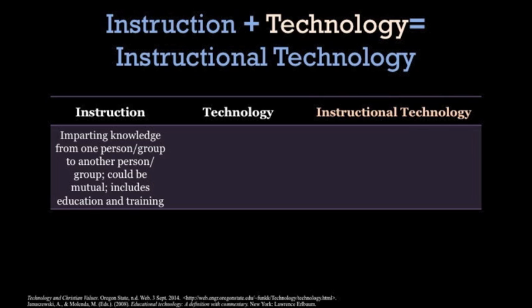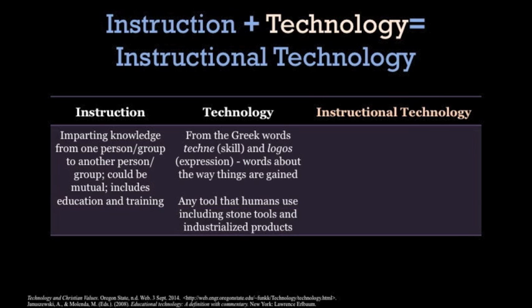In my own process to defining the field, I begin by defining each of the terms individually. Instruction imparts knowledge from one to another and includes both education and training. This means both learning and putting it into practice. Technology can be defined, like I stated earlier, through a lens in history. By looking at the epistemology, we see that the Greek basis deals with expressing it as a skill.